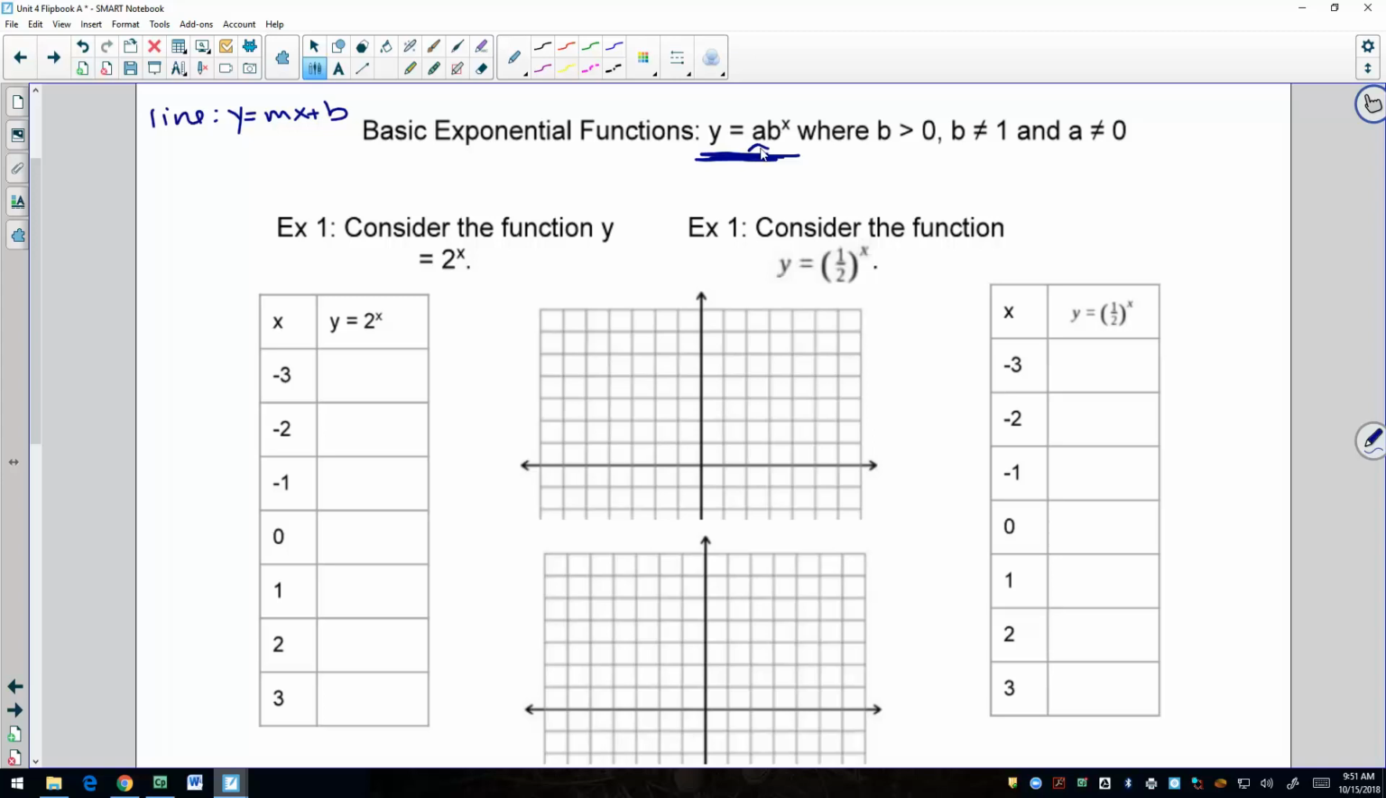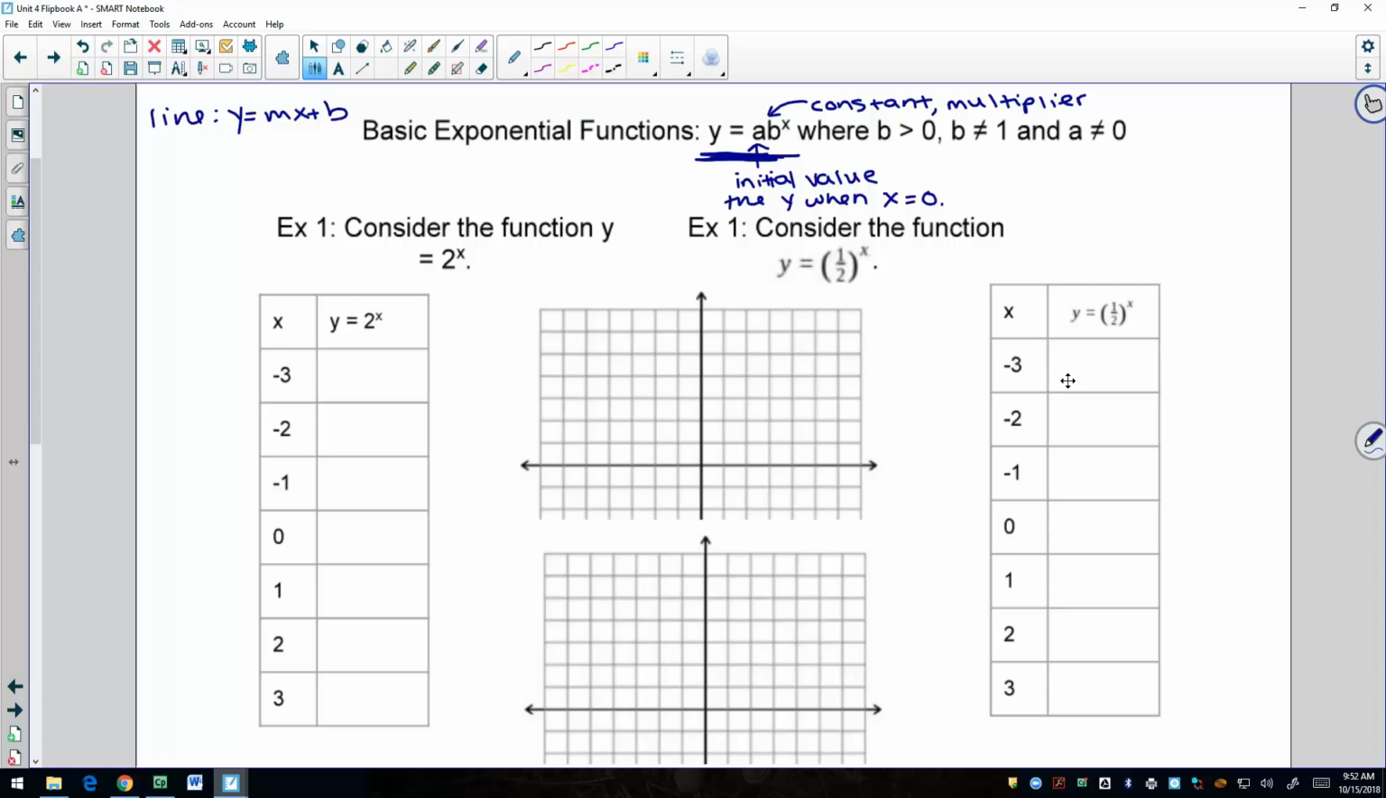You need to know a, and make a note to yourself, a is the initial value. Basically, it is the y when x is 0. So whatever the y value is when your x value is 0, that is your a. Your b is your constant or your multiplier. It is the number that you would multiply one y value by to get the next. And it will be constant.